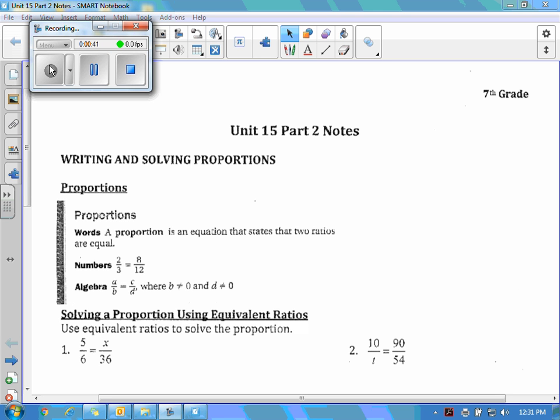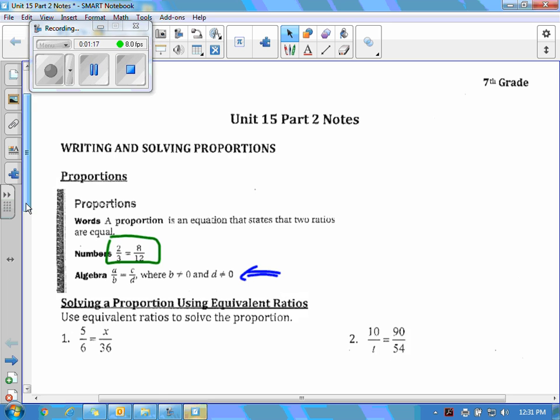So in Part 2, we're now talking about proportions. There's a definition for you here that I just pasted from the book. It says a proportion is an equation that states 2 ratios are equal. So here's your example in numbers: 2/3 equals 8/12. So the 2 ratios are equal. We have 2 fractions with an equal sign in the middle. That makes a proportion. Important thing to notice right here from the algebra example is that the denominators can't be 0. If the denominator is 0, it's not going to work.